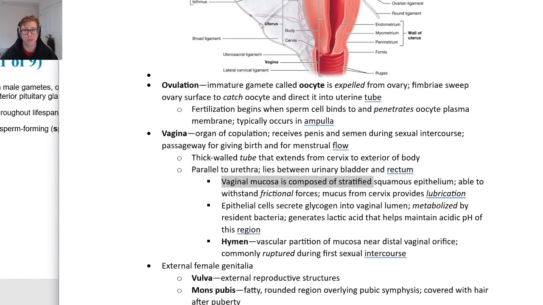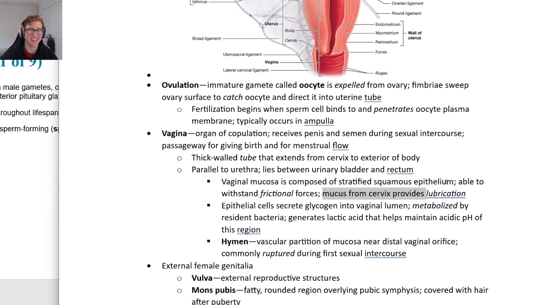Vaginal mucosa is comprised of stratified squamous epithelium. It's able to withstand frictional forces. Mucus from the cervix provides lubrication.